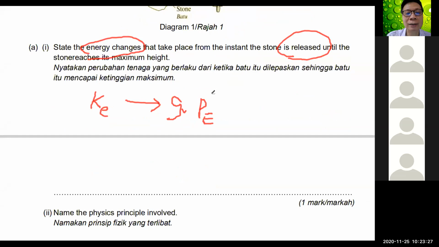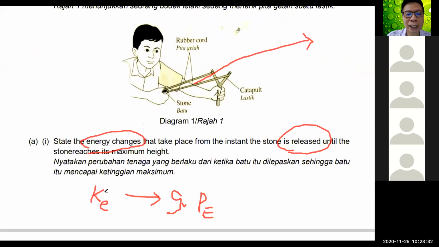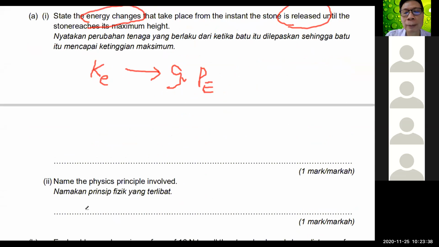Okay, Richie, understand? Name the physics principle. What principle? This energy changes to this energy, what principle is that? Okay, write the answer. Principle of conservation of energy. Jot it down. The energy is conserved. It means the energy is changed from one form to another form. We call it the principle of conservation of energy. Okay, got it?